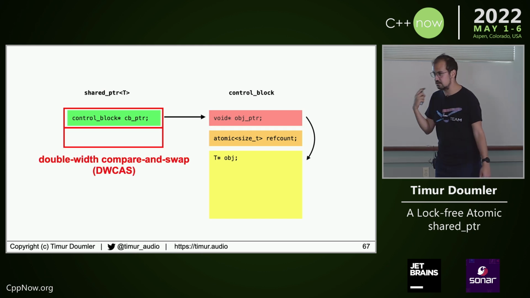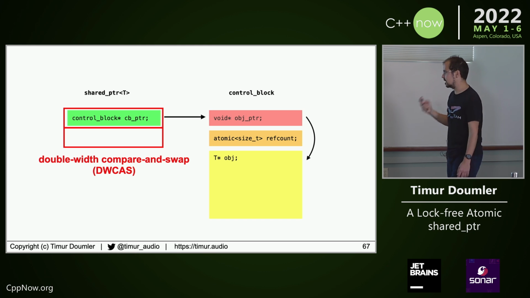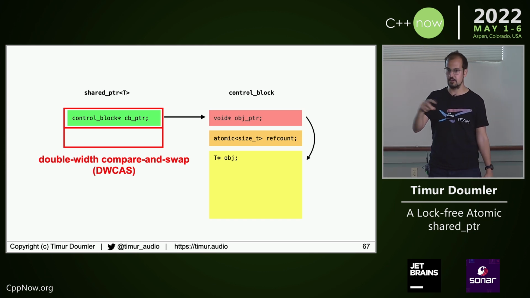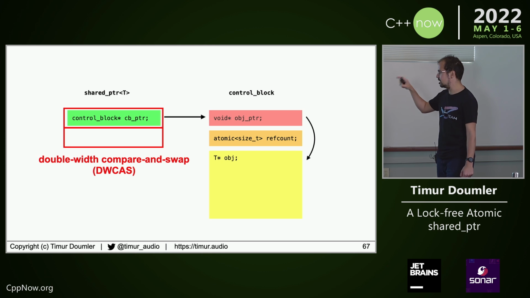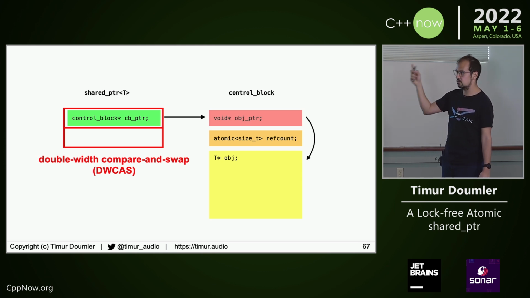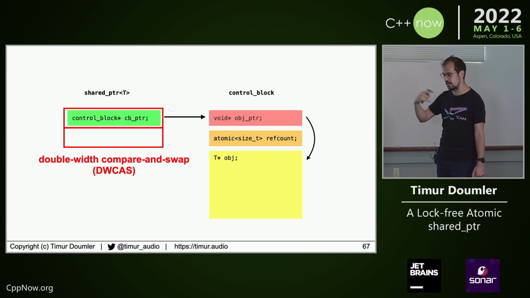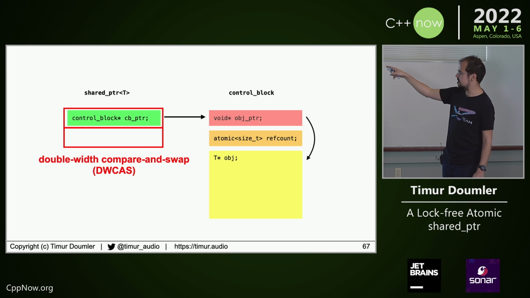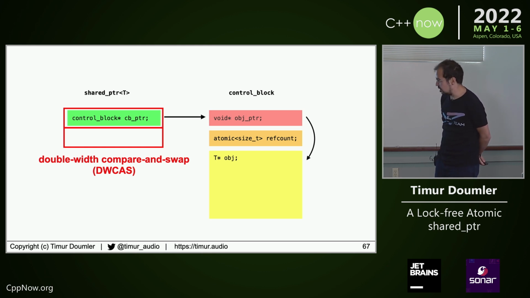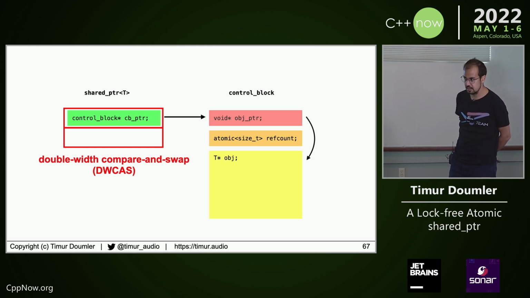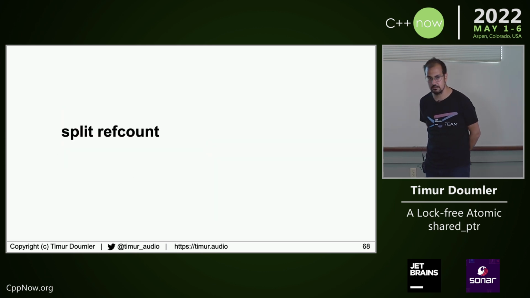What modern CPUs do have is something called a double-width compare and swap, which is different from double compare and swap. It lets you atomically modify two adjacent memory locations at the same time, two adjacent words. So on 64-bit, you can modify 128 bits next to each other in one step. The constraint is that the two pointers, or the pointer and the counter, need to be next to each other, which they're not. So how do we solve this? Well, there is a solution, an algorithm called split ref count.